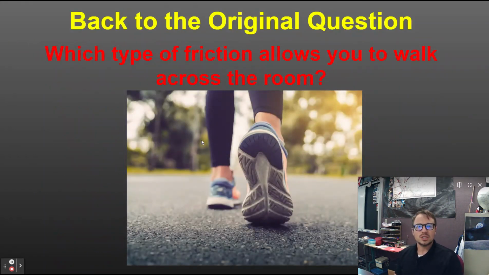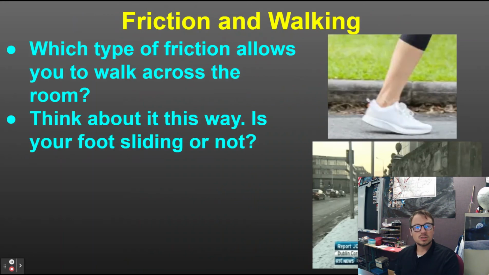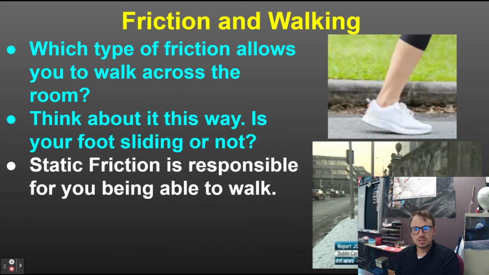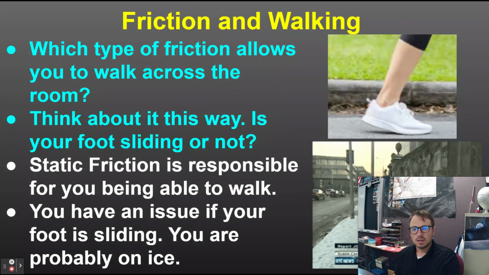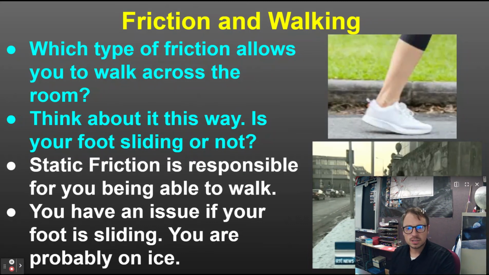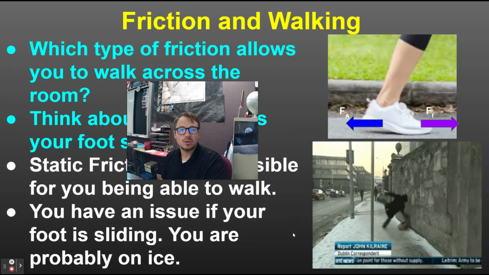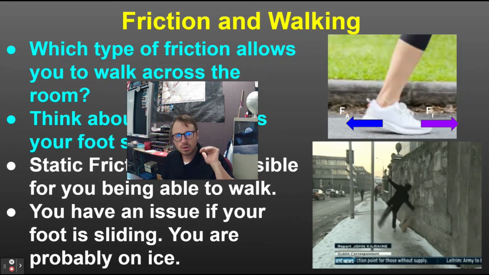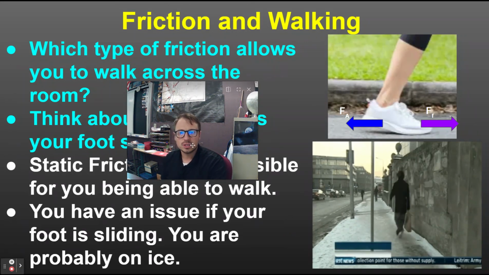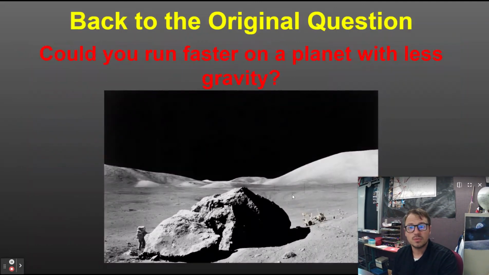So what type of friction allows you to walk across the room? It's going to be static friction, right? It's responsible for you being able to walk. You have an issue if your foot is sliding, right? You are probably on ice. And you can see here, you do not want your foot sliding. So I'm applying a force on that road, and that frictional force is what's going to push me forward.